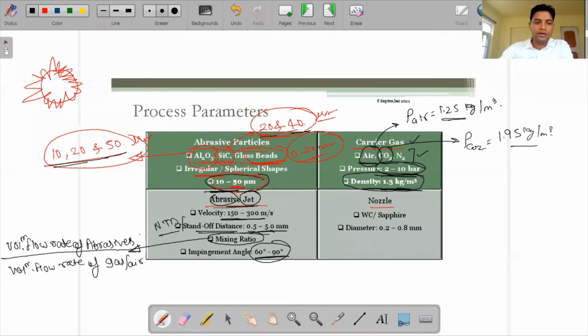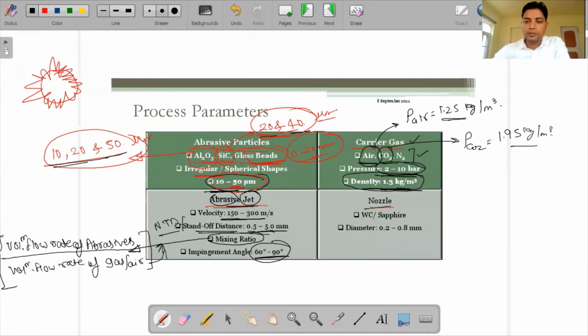So this is a very important criterion. Mixing ratio means, in the mixture of abrasive particles and gas, what is the mixing ratio? We have to keep in mind how much volume of the abrasive particles we are using upon the volume flow rate of the gases we are using. So please keep in mind, do not reciprocate it. Don't invert it, okay? Don't invert it, it will be wrong.